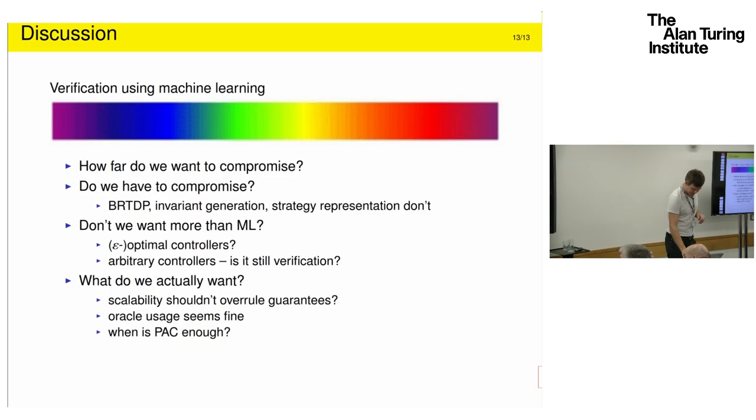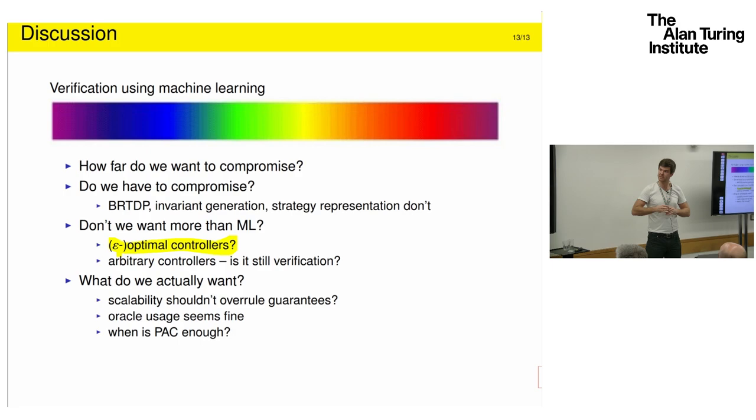And let me wrap up with some ideas to think about. One of the things is compromising the precision, the guarantees. Maybe I am too rigid here, and maybe we actually want to give up a bit. I mean, we don't have to. We have seen that in what I presented or in the invariant generation, we don't give up on anything. But maybe we might want to. Maybe we just, I mean, we're definitely usually fine with epsilon optimal controllers for robots when we know the epsilon with the imprecision. Maybe we should be fine with arbitrary ones, but I mean, is this then still verification?